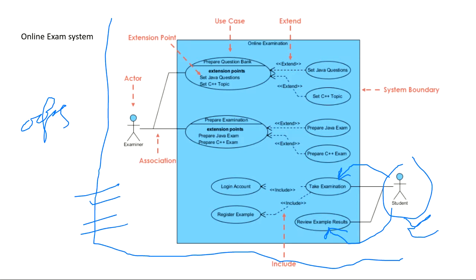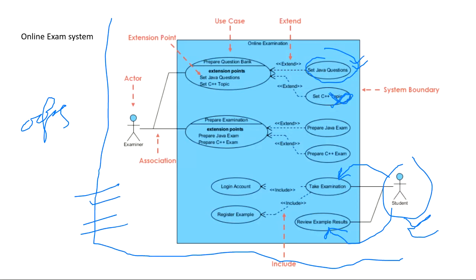Okay, you are asking about this diagram, sir, what if there were only Java questions, then would there be extend relationships? Means only Java questions, this is not there. Then there would be include, no? Then there would be include. Then there may also be extend also.